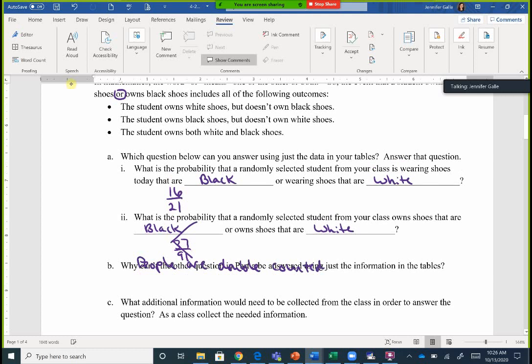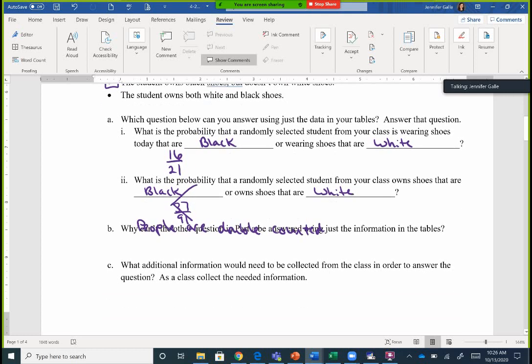We know the students that own white shoes. We know the students that own black shoes. What don't we know? What didn't we ask? How many own both? So that keyword or means these three situations. So we have to think about the people that own both, because those people that own both are counted once because they own black shoes, and then they're counted again because they own white shoes. So they're double counted in both categories.